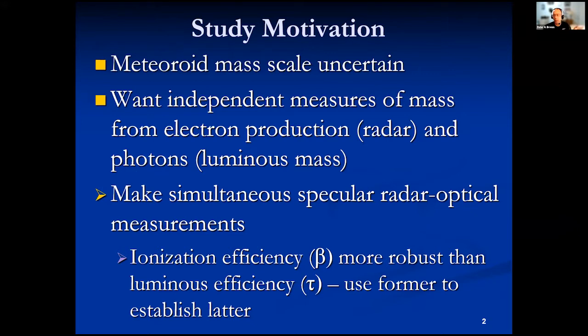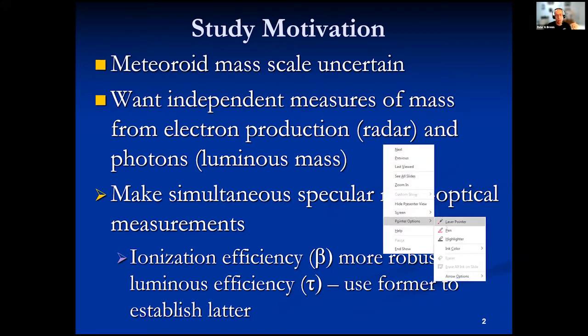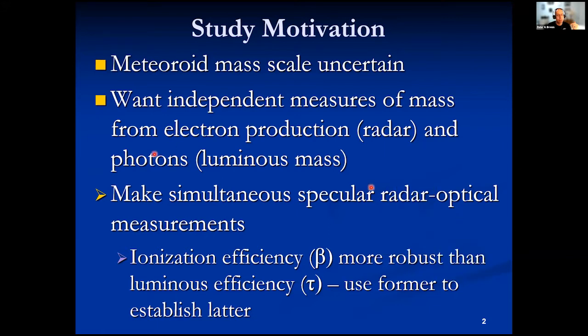So in our particular case, what we're trying to do is we want to get an independent estimate of mass using the amount of electrons that are produced, so the plasma production. So that means we're going to be employing radar. And we want to be able to also make use of luminous efficiency. So we're going to look at photons. But again, we have to remember there are some fundamental underlying physical coefficients. That is, how many electrons are produced per atom that's ablated, and how many photons are produced per atom that's ablated, and affiliated properties like velocity, mass, height, and so on.